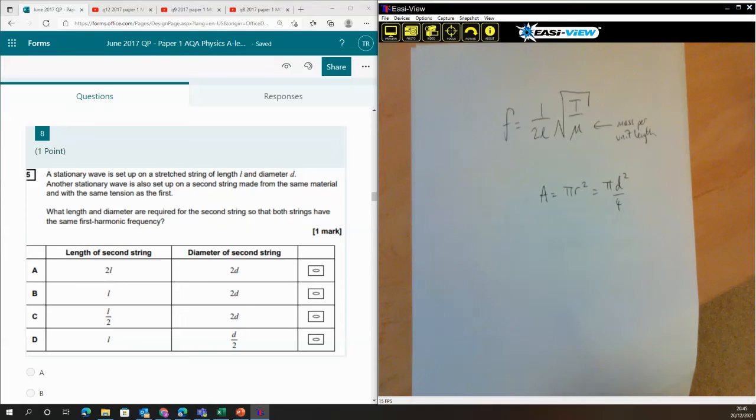So A is wrong. And if you actually think about it, we've doubled the length of the string. If you play a musical instrument, you double the length of the string, and then you double the diameter of the string. A thicker string plays a lower note anyway, so we've doubled the length and we doubled the diameter. It doesn't make sense at all.